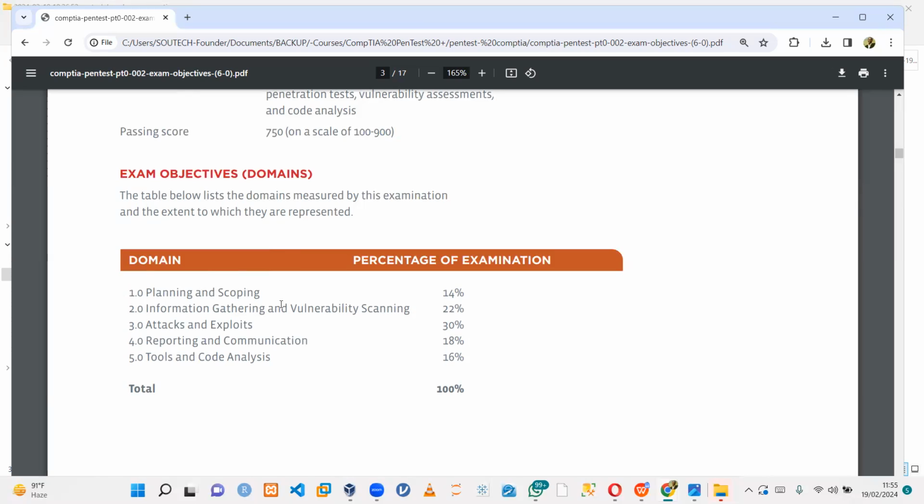We have 5 domains. Now, the most important domain, and by important I mean which domain is going to have more of the questions and more weight in the exam, is attacks and exploits, followed by information gathering and vulnerability scanning, followed by reporting and communication, followed by tools and code analysis, then followed by planning and scoping.